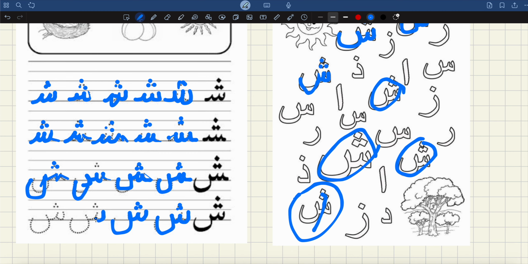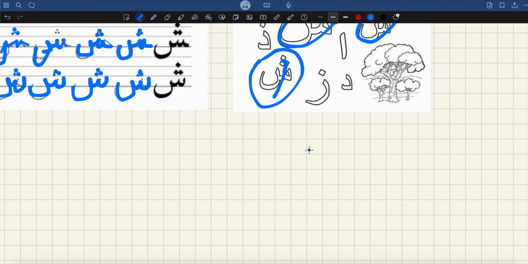The writing is very important because you will write the word, and when you write a word, you should write from the right to the left or from top to the bottom. So this is how the letter Shin is written.